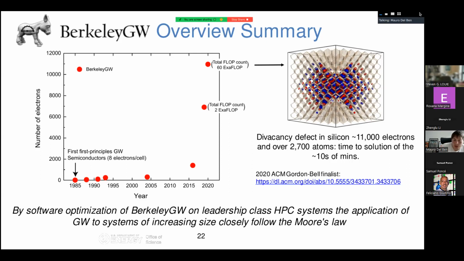And here we show that about 30 years ago or so, we were able to handle maybe 8 electrons, and by just continuing to optimize our application, we have been able to extend the applicability of GW and BSE up to systems that are 11,000 electrons and almost 3,000 atoms with excellent time to solution, for systems that were not even thinkable just a few years ago. And this is just the software development part of our software package that we are trying to bring to a broader audience, and not only for experts in HPC and so on.